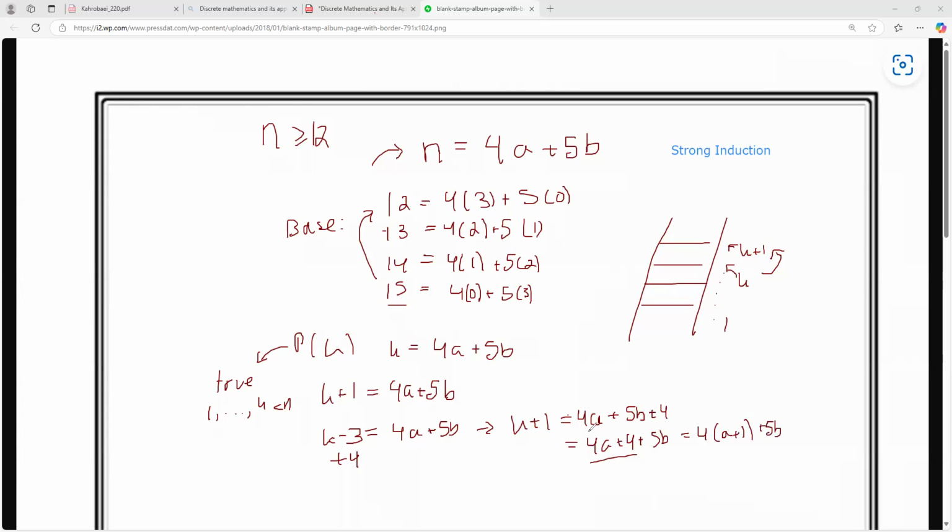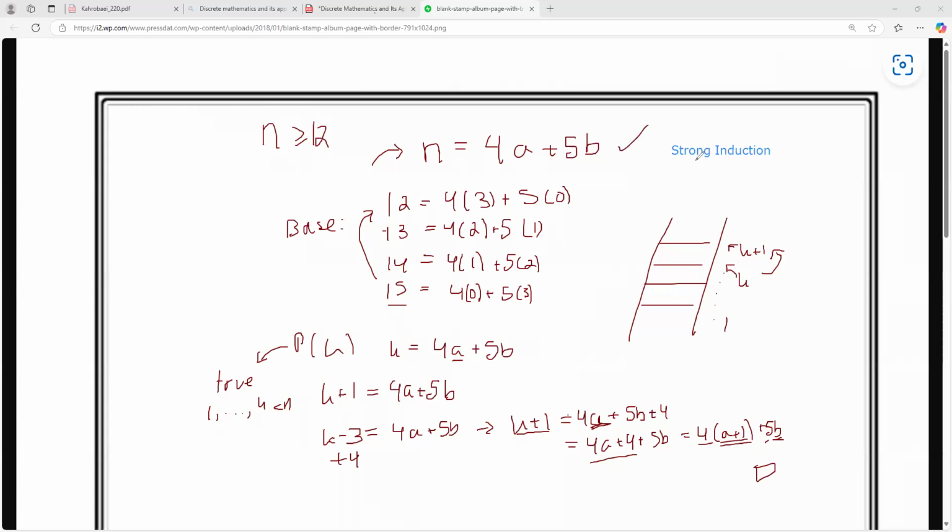All right. A is an integer. We know it is. So then a plus 1 is also a positive integer. And thus, we've just proven that k plus 1 is equal to 4 times some positive integer plus 5 times some positive integer. And thus, we have proven that this is true.